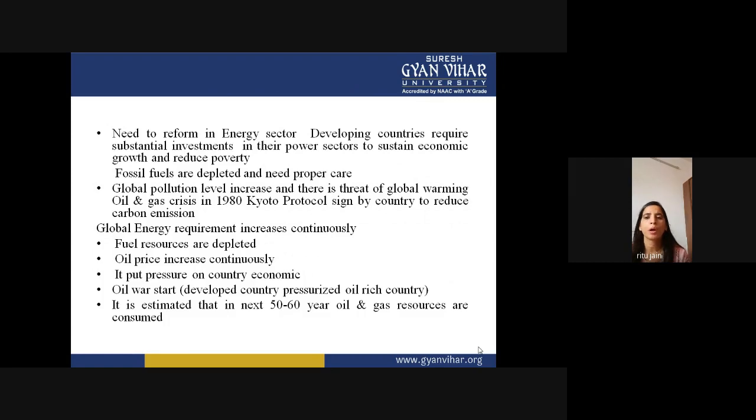Now, global energy requirement increases continuously because population is increasing and industrialization is increasing. But fuel resources are depleted, and oil price is increasing continuously. Obviously, when oil prices are increasing and fuel resources are depleting, it puts pressure on the country's economy, and we have to think about the economy of the country. If things keep happening like this, the oil war will start, and developed countries will pressurize oil rich countries. It is estimated that in the next 50 to 60 years, oil and gas resources will be consumed.